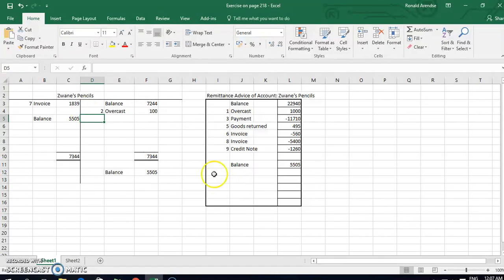Remember, there are transactions that will be both in the account as well as in the remittance advice if it had not been entered correctly or if the transaction had been omitted.